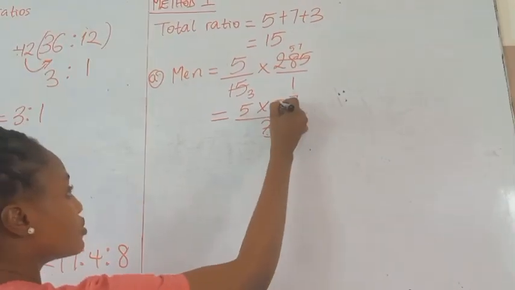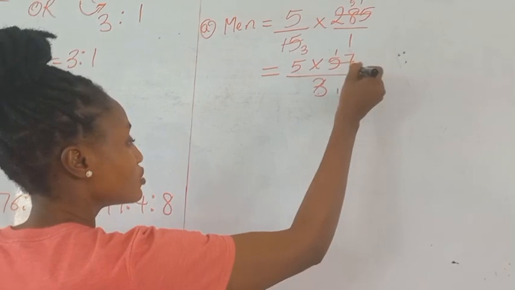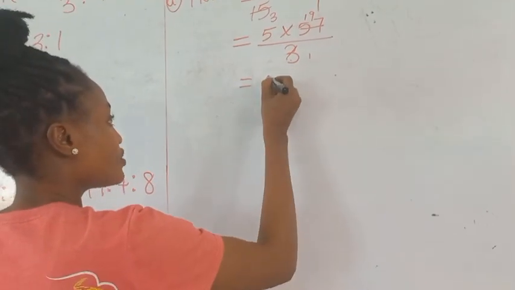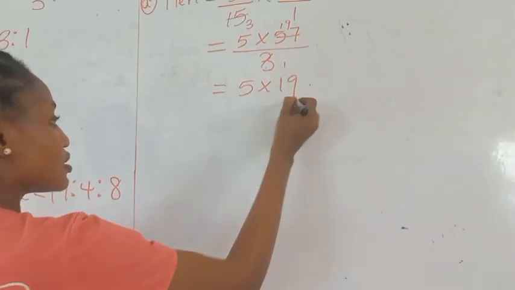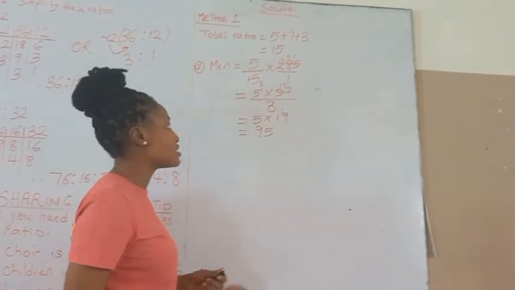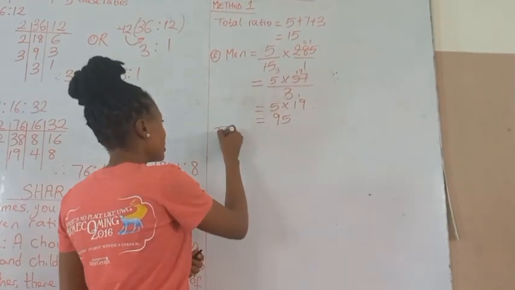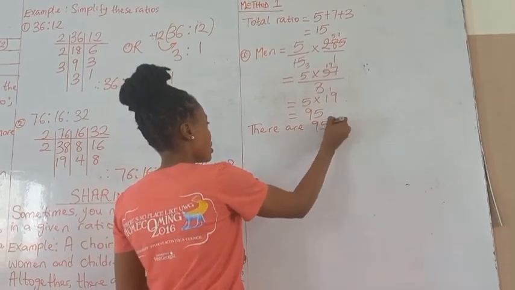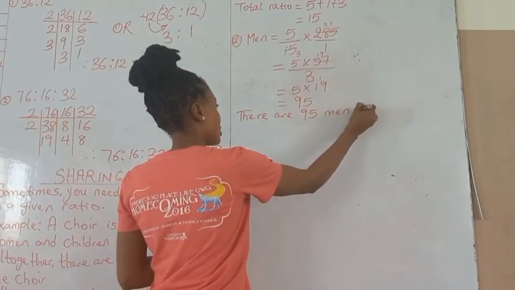3 here, 1 in 5, 1 in 27, 9. Therefore, the 5 times 19, and that gives 95. Therefore, we have 95 men. There are 95 men in the choir.